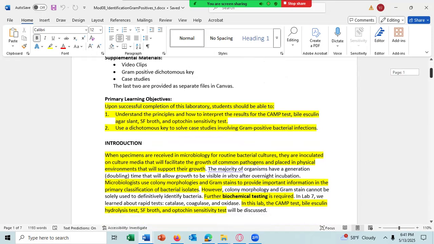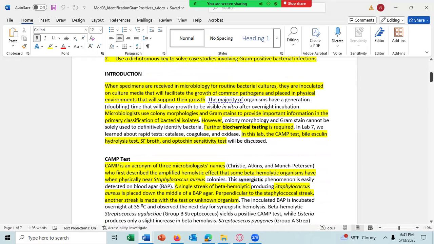All right, when specimens are received in a microbiology lab for routine bacterial cultures, they are inoculated on a culture medium that will facilitate the growth of common pathogens and placed in physical environments to support their growth. Microbiologists use colony morphologies and the Gram stain to provide important information on the primary classification of bacterial isolates. However, further biochemical testing is required in order to identify the species. In this lab, the CAMP test, the bile esculin test, the SF broth test, and the optochin sensitivity test will be discussed.